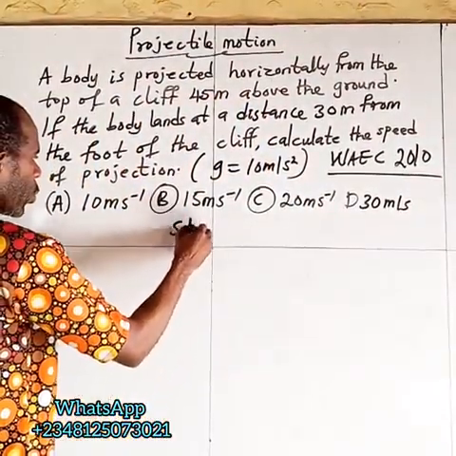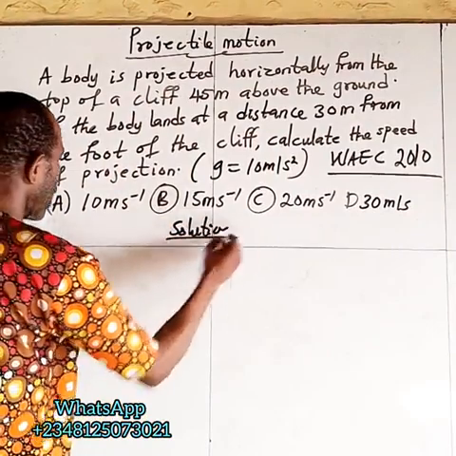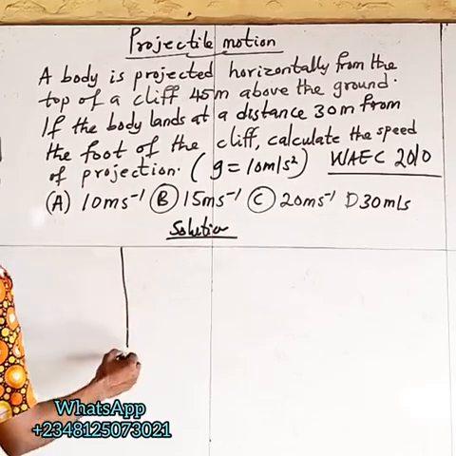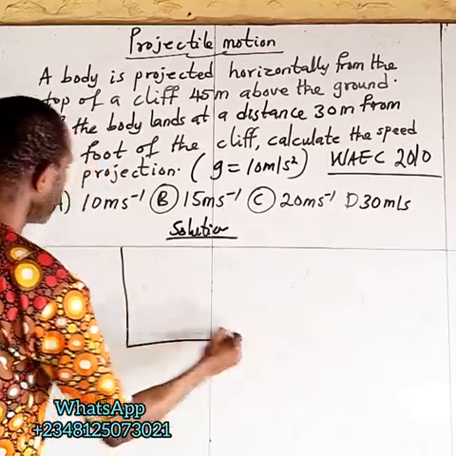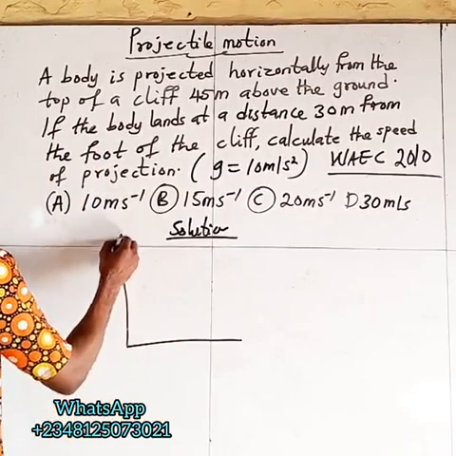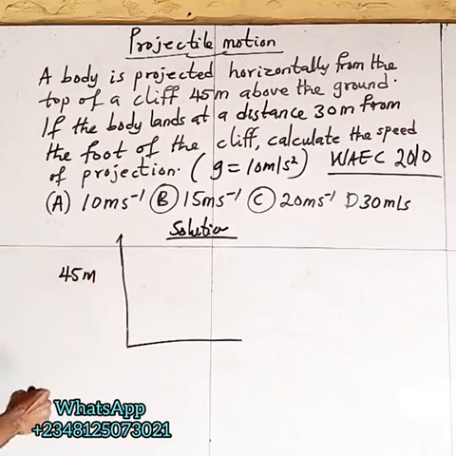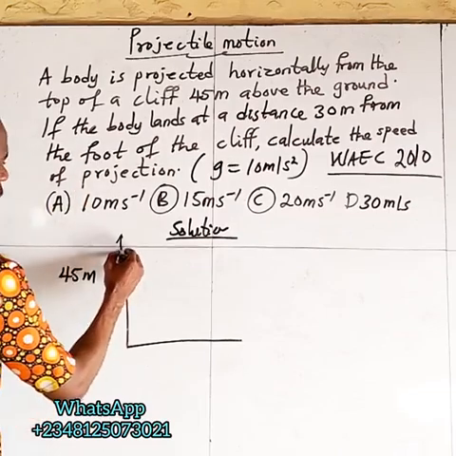Now, solution. Let's go. We have that the body is projected horizontally. That is to say, we will project it from the top of a cliff. And this is the height. The height of the cliff here is 45 meters above the ground.